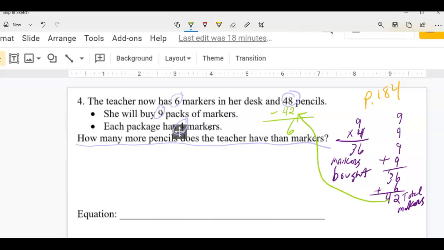So we've got the 36 plus the 6 equals 42. And then we said 48 minus 42 equals 6. 6 more pencils. And that's our answer.